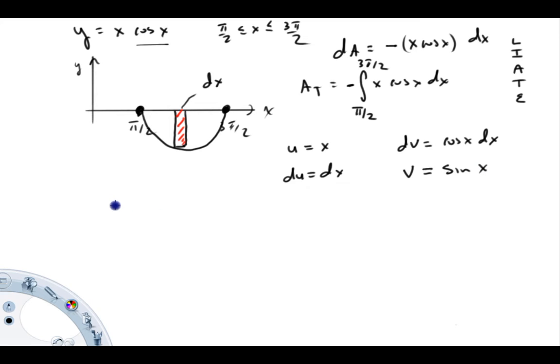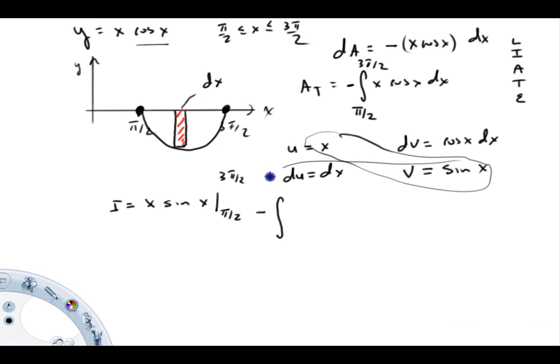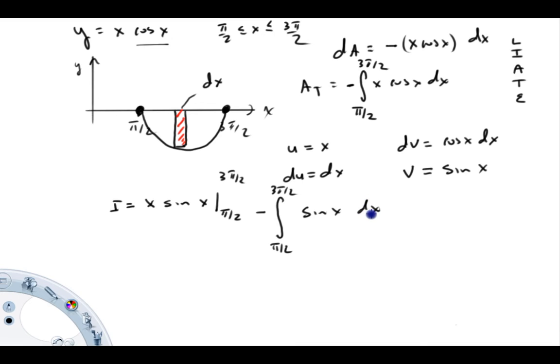So our integral, and I'm just going to write I for integral, is going to equal, by the integration by parts formula, uv, that's going to be this product, x sine x, evaluated from pi over 2 to 3 pi over 2, minus the integral of v du. I always remember this kind of geometrically. It's this product minus the integral of this product. So that's going to be the integral from pi over 2 to 3 pi over 2 of sine x dx.